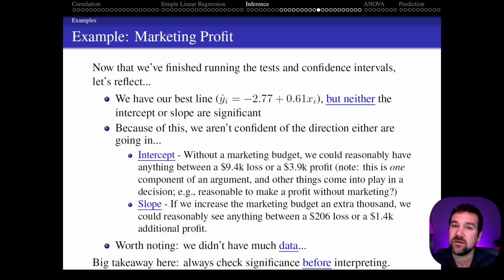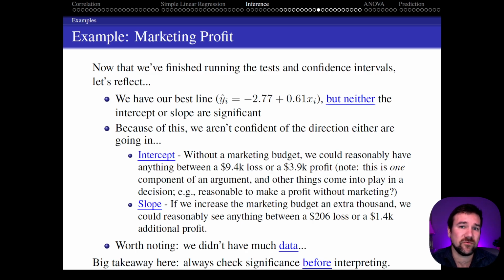But after the significance tests came back, we realized our sample doesn't provide enough information to make the determination that we're going to lose money without a marketing budget at the 95% confidence level, nor does our sample provide enough information to make the conclusion that our profit's going to go up if we increase the marketing budget at the 95% confidence level. That is, while this is the best guess, our sample doesn't really have enough information to tell us much at all.